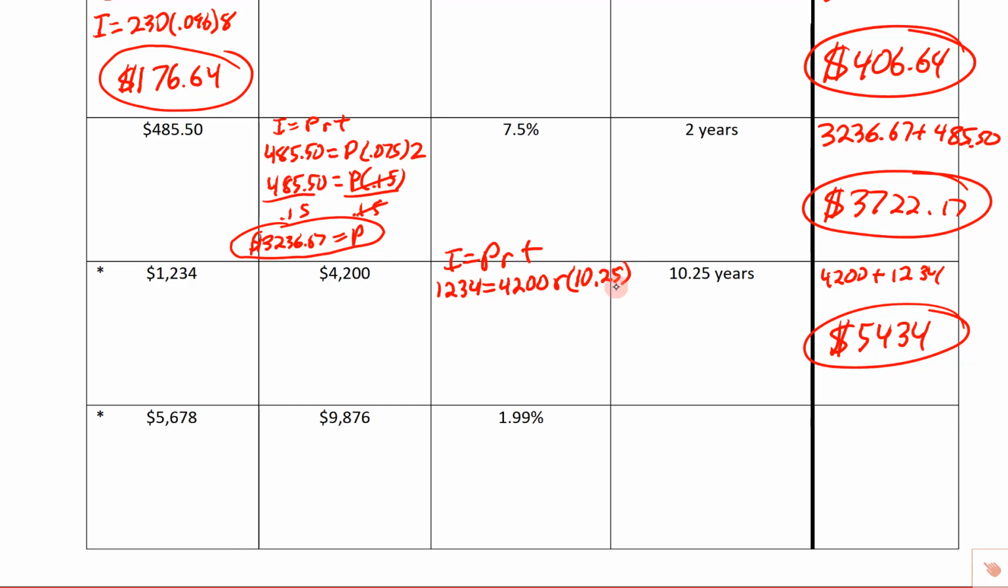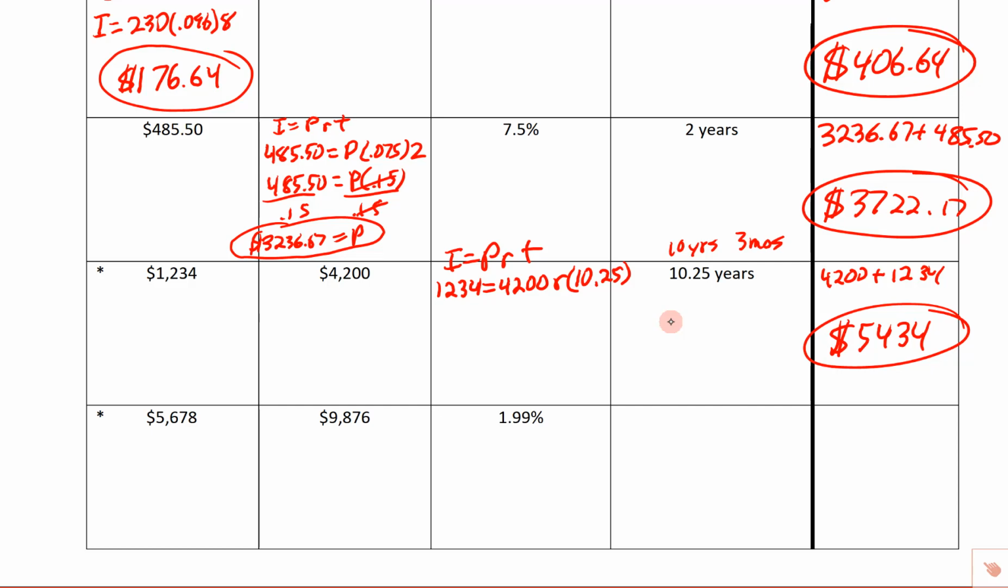10.25. Now you might want to think about this. 10.25 years, that would be 10 years and a quarter of a year. So what is 1/4 of a year? Well, 1/4 of 12 months would be 3 months. So this is actually 10 years and 3 months. Okay? But the nice thing is we put it in as a decimal. The calculator just takes care of it.